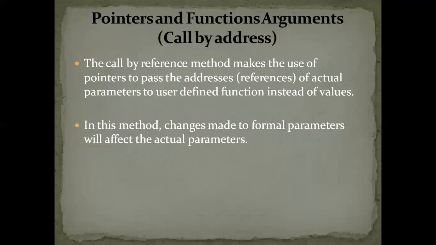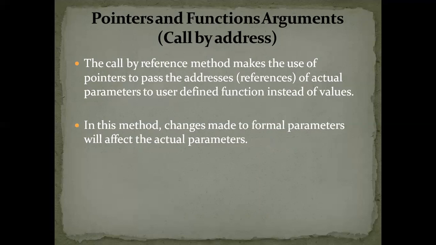Pointers and function arguments. That is call by address. We have seen the call by address in the previous topic. So what is this pointers and function argument? This particular method has the capability to return multiple values back to the called function, whereas pass by value returns only one value.